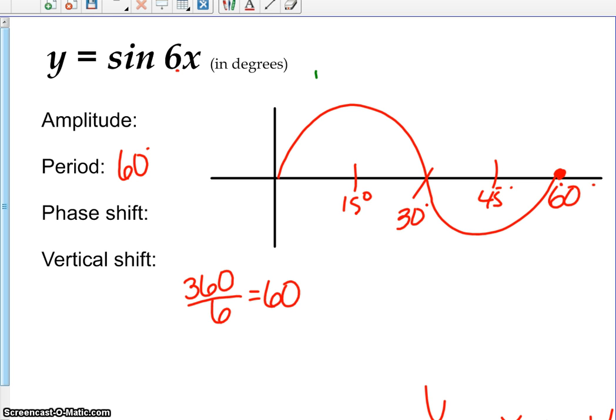So I kind of changed my window, if you will. So if you've ever had a graphing calculator and we kind of change the window, all right? So really what we know is really this curve looks like this.